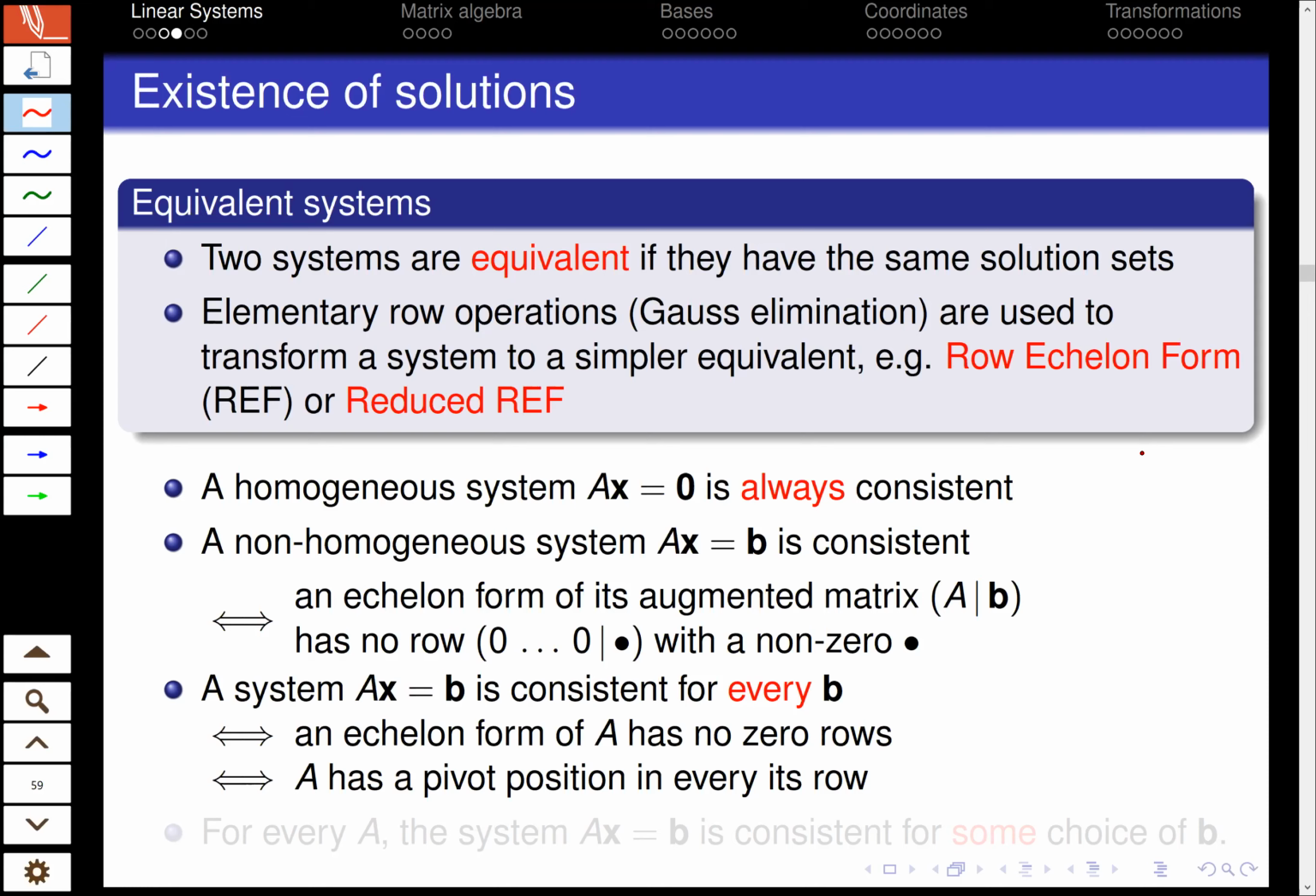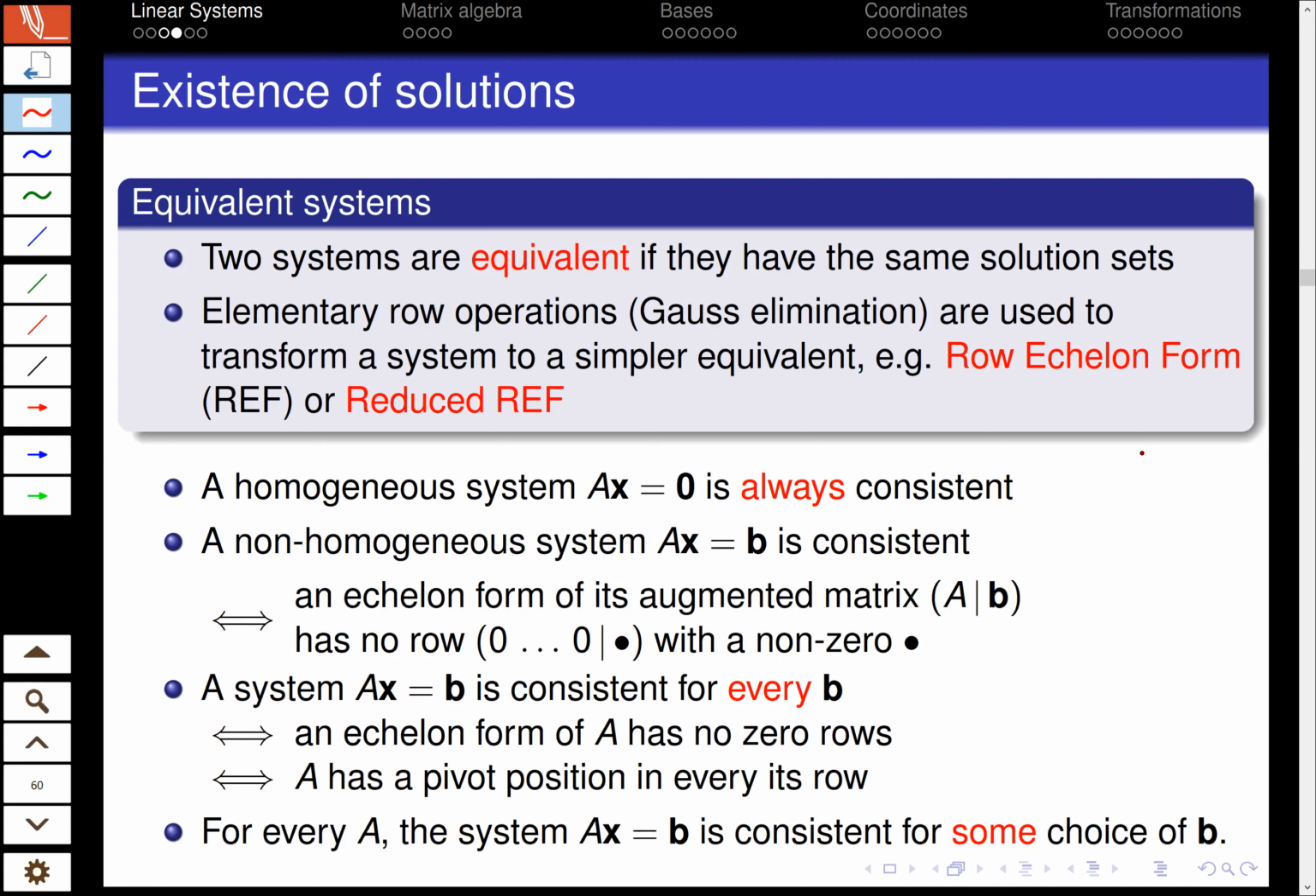Because whenever we have a row of zeros in row echelon form, then of course we can find a proper b, which after these transformations will have a non-zero entry here. And that's it. Therefore, for a system to be consistent for every b, the echelon form has to have no zero rows. In other words, there should be a pivot entry in every row, which of course imposes some restrictions on this matrix A. As a final remark, every system of the form Ax = b is consistent for at least some b. Well, you just take any x, calculate Ax, and take this as b.